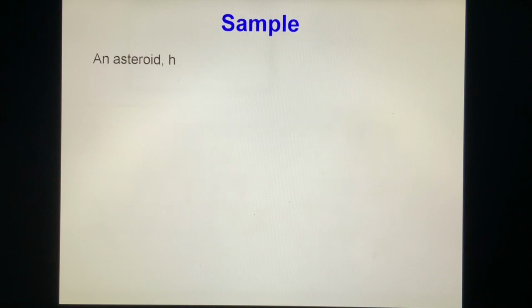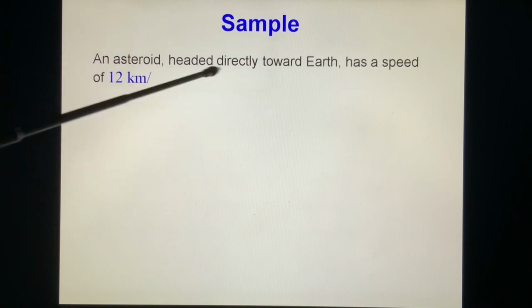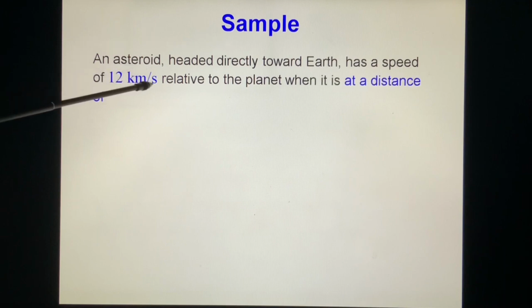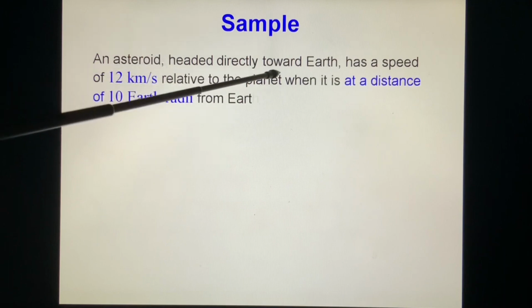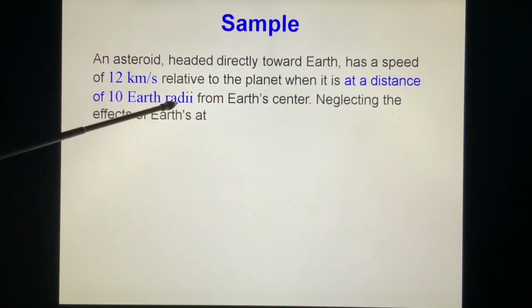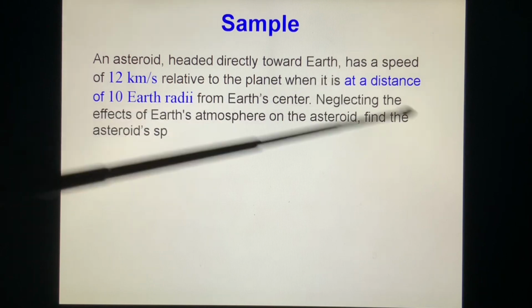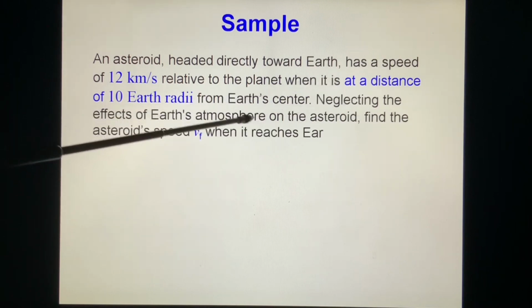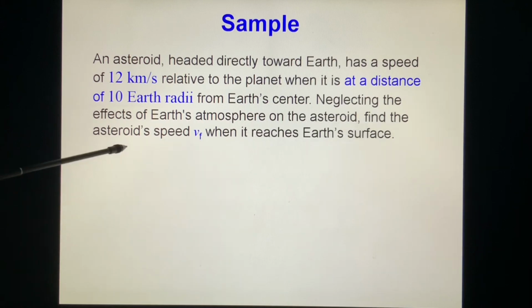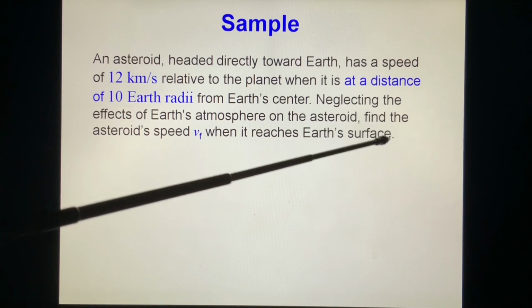Sample. An asteroid headed directly towards Earth has a speed of 12 kilometers per second relative to the planet when it is at a distance of 10 Earth radii from Earth's center. Neglecting the effect of Earth's atmosphere on the asteroid, find the asteroid's speed v final when it reaches Earth's surface.